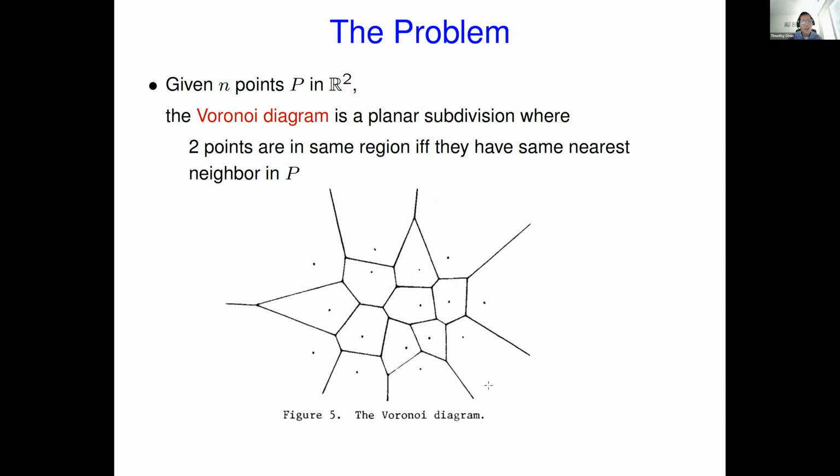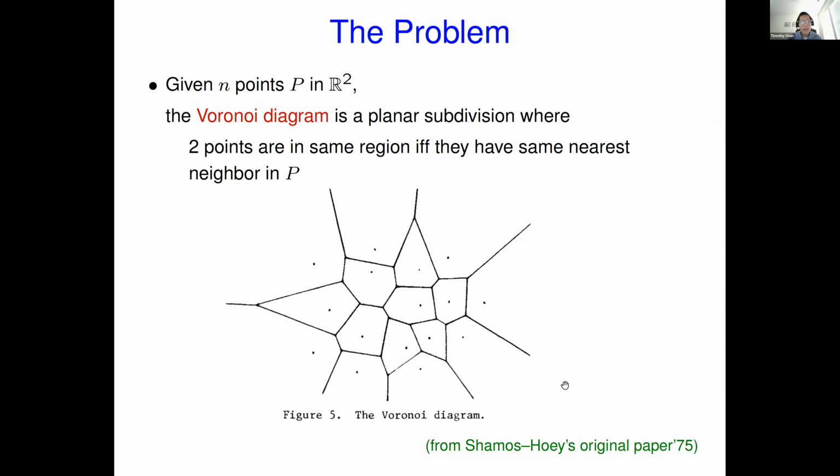So the standard Voronoi diagram. You're given n points in the plane, and we're looking at the planar subdivision where you put 2 points in the same region if they have the same nearest neighbor under the Euclidean metric. The picture you see here was hand-drawn, and the caption was typewritten, and it was not done by me, but it's from the seminal classic paper by Shamos and Hoey back in the 70s.